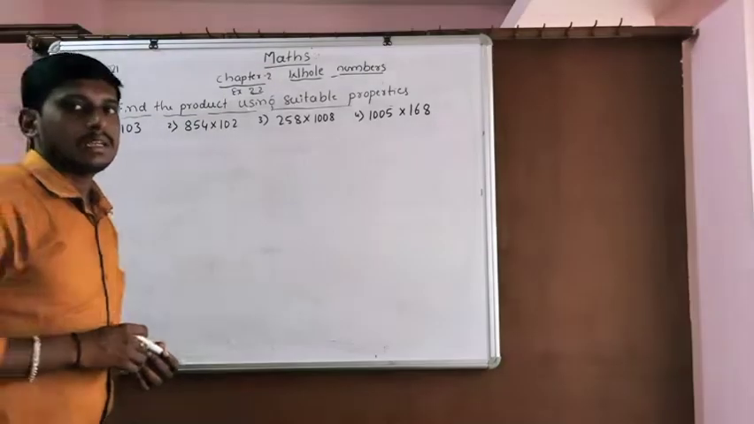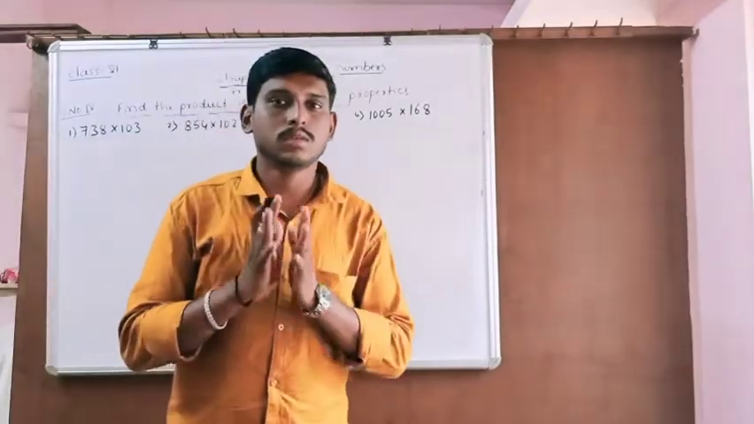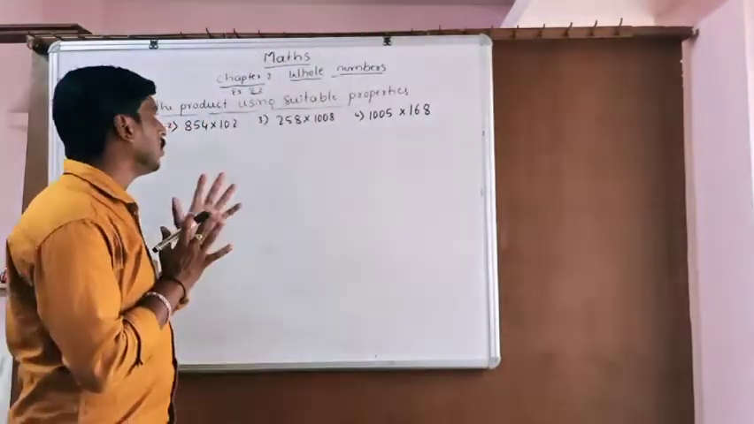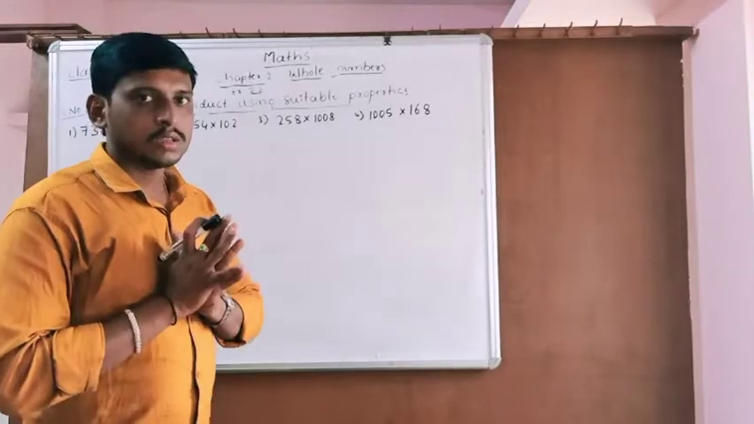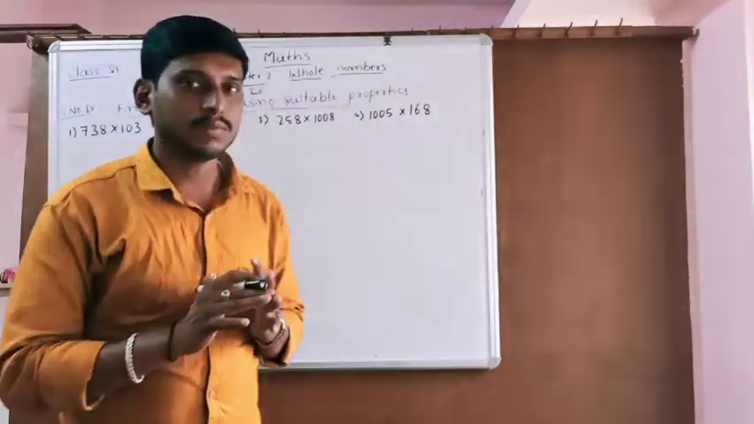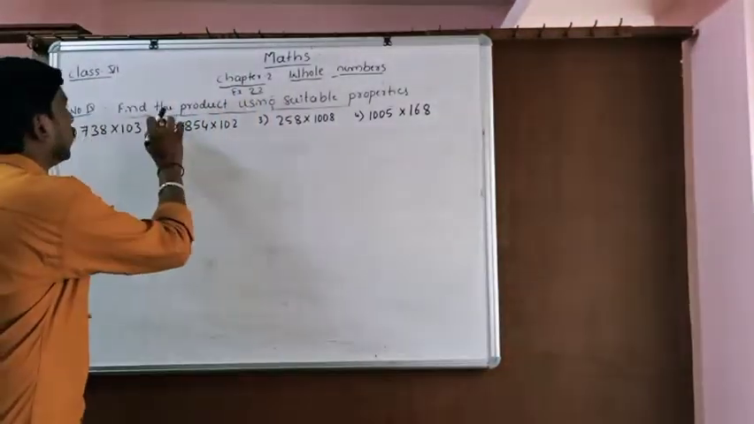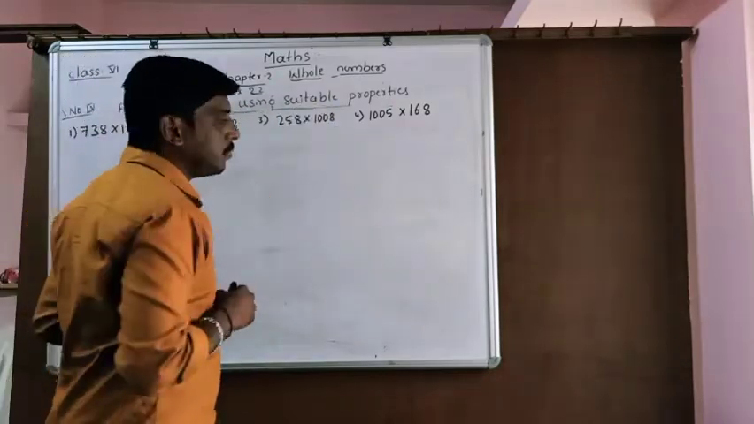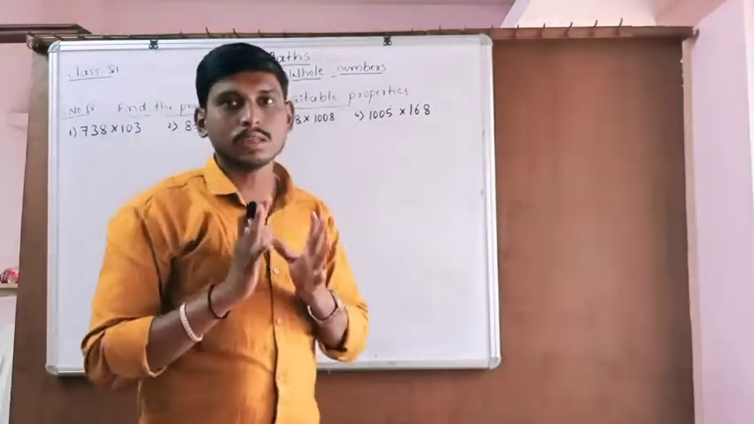Okay, dear students, last class we discussed whole numbers, Exercise 2.2, and we solved up to the third main. So today we'll go for the fourth main. What is that fourth main question? Find the product using suitable properties.